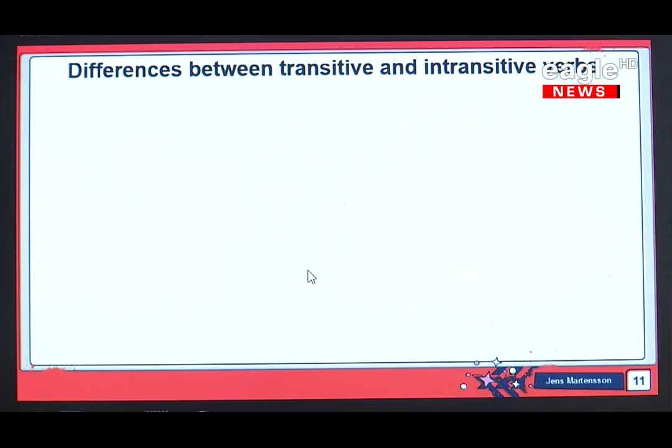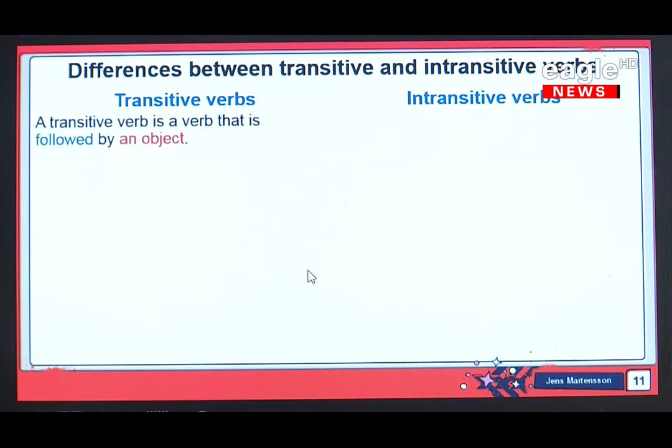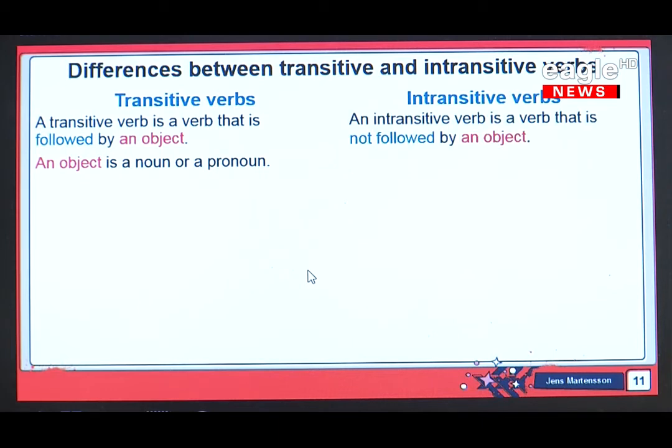Okay, now let's learn the difference between transitive and intransitive verbs. Transitive verbs. Intransitive verbs. A transitive verb is a verb that's followed by an object. An object is a noun or a pronoun. An intransitive verb is a verb that's not followed by an object.